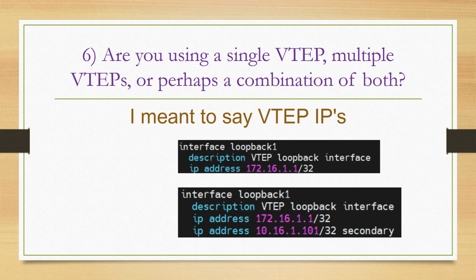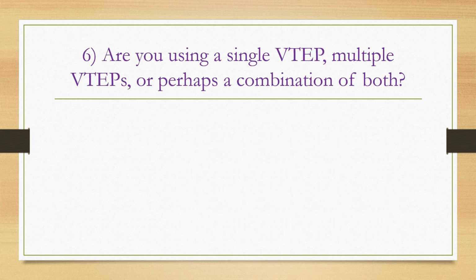So my next question would be, are you using a single VTEP or multiple VTEPs, or perhaps a combination of both? Because there are situations where a single VTEP is not very efficient. In some ways it is good, but you can have problems like out of order packets, and if you have applications that rely a lot on UDP, then you can have issues, right?